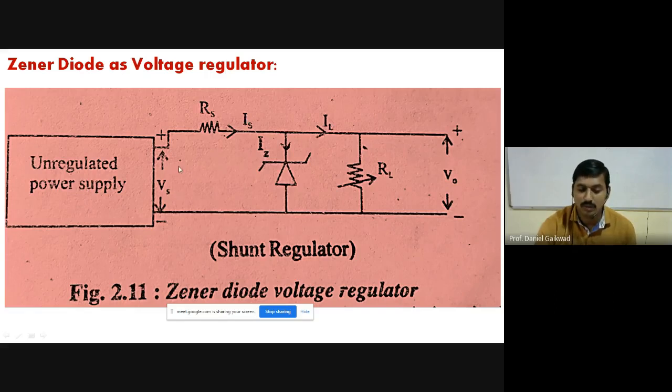Now what happens if suddenly Vs increases? Suppose Vs increases, and accordingly Is, previously 7, becomes suppose 8. So Is increases from 7 to 8. Then what increases here? Iz will increase from 2 to 3. So if Is increases, then Iz increases, and IL remains constant at 5. Is becomes 7 to 8, Iz becomes 2 to 3, and accordingly IL remains constant at 5 amperes. So this is the regulation process.